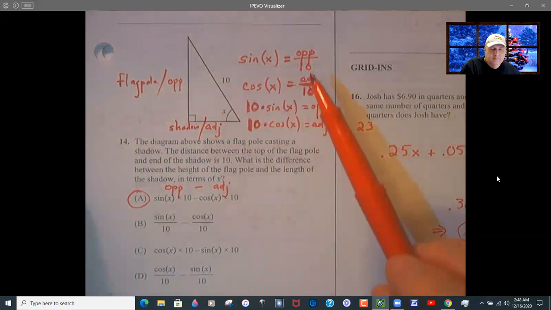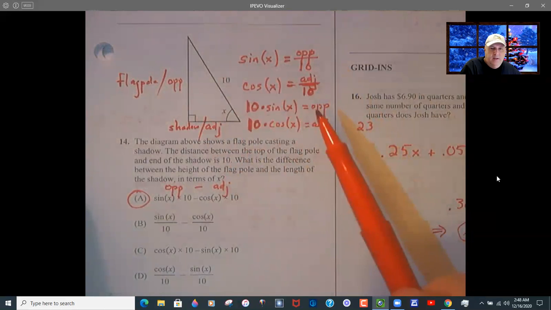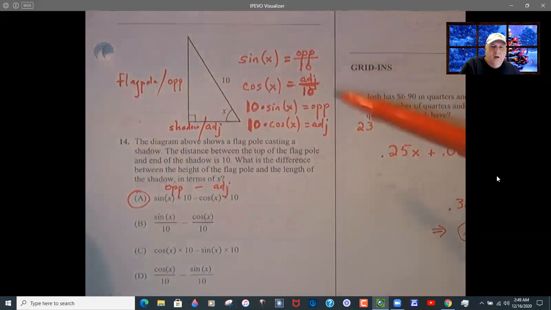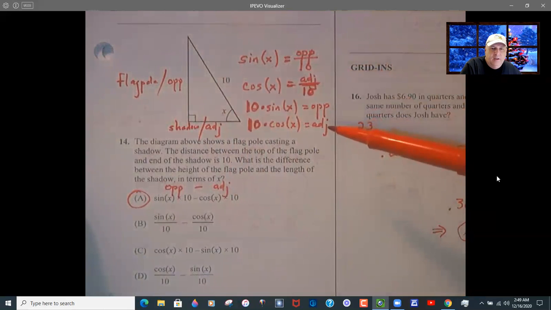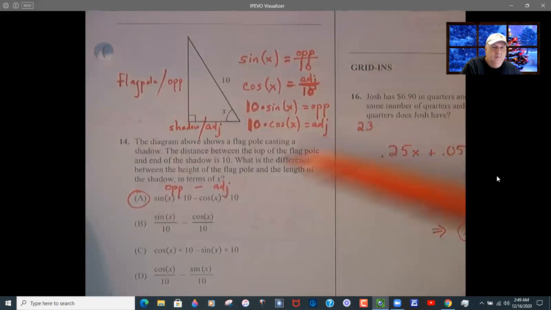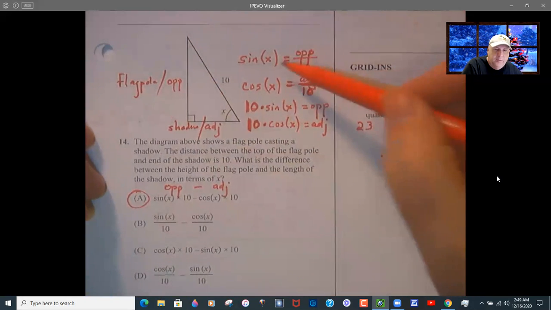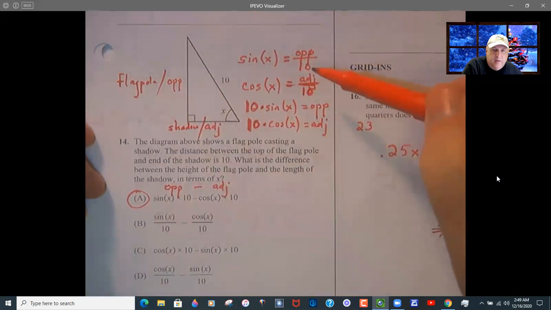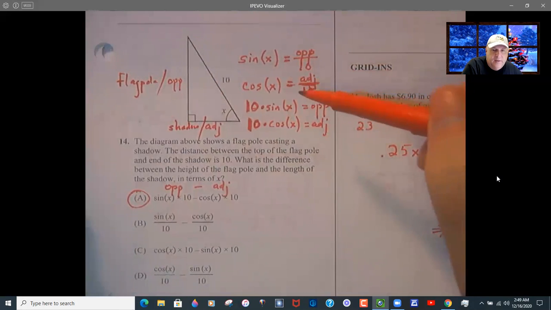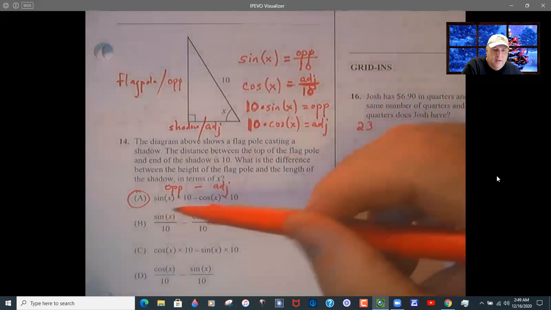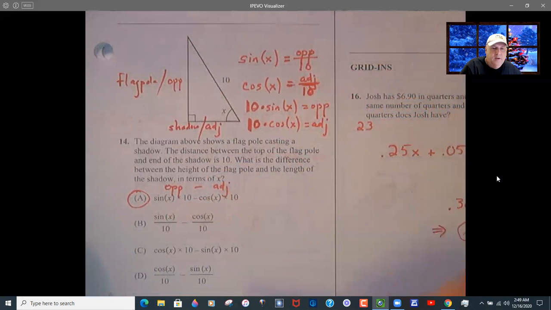So here's the sine and cosine, and then you need to solve for it, and this is what makes this hard. You need to solve for the opposite and the adjacent sides because we want the difference between them in terms of, I guess, right triangle trig. So when you do that, you multiply both sides by 10, or think of it like a cross product, 10 times sine x, 10 times cosine x, and then you take that difference.